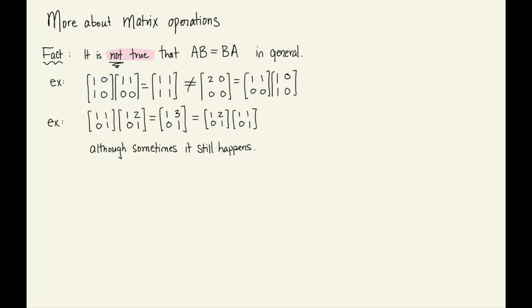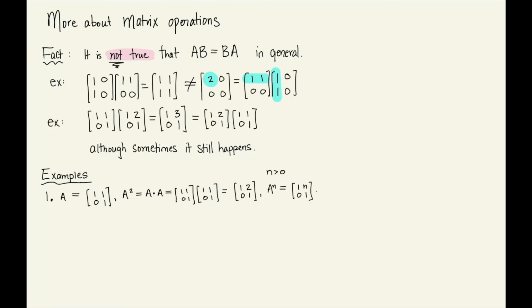Now, if you take instead [1, 1; 0, 0] and multiply it times [1, 0; 1, 0], well, 1, 1 dot product with 1, 1 is going to give us this new entry 2. And 2 is not equal to 1, so these matrices are not equal. There are some coincidental examples where it is commutative, and one of them is given below. But in general, it's just not going to be true that AB is equal to BA.